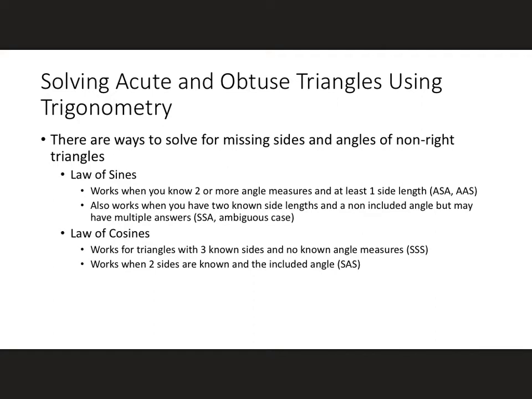The law of sines works particularly well when you know two or more angle measures and at least one side length. It also works in cases where you know two sides and the non-included angle, but complications can arise, including the ambiguous case. The law of cosines is very useful when you know two sides and the included angle, or if you know all three sides of the triangle. And many times you end up using a combination of law of sines and law of cosines.